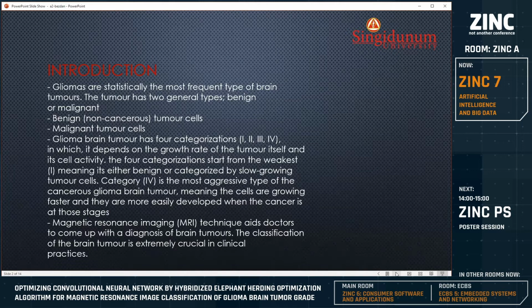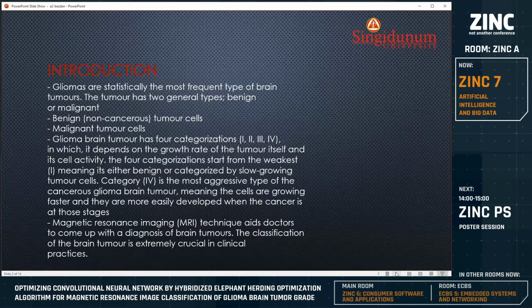There are four different characterizations when it comes to glioma brain tumors, from 1 to 4. Grade 1 is the weakest, either benign or categorized by slow-growing tumor cells. Grade 4 is the most aggressive type of cancerous glioma brain tumor, meaning that the cells are growing faster and are more easily developed with the cancer at such stages.